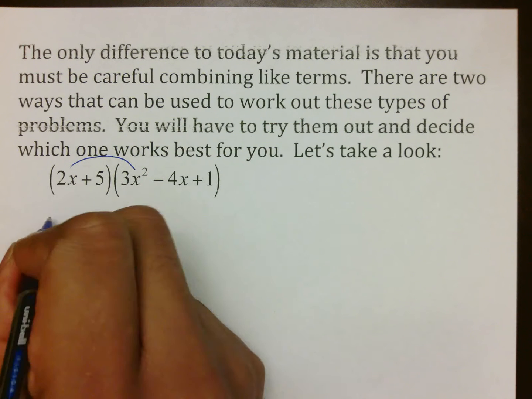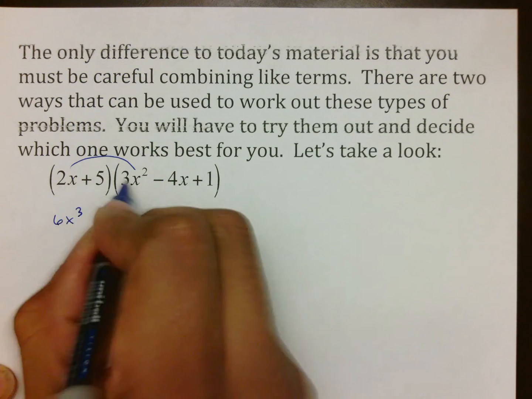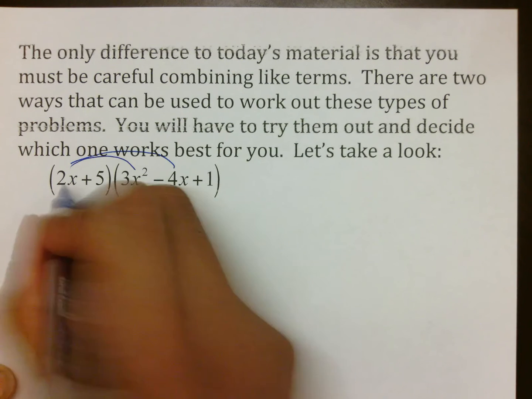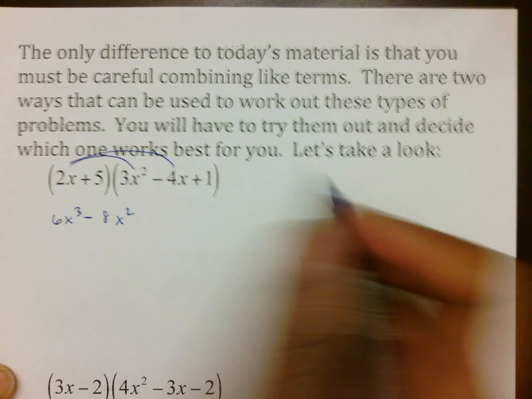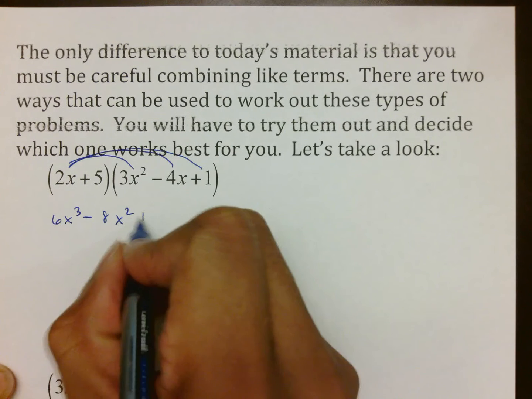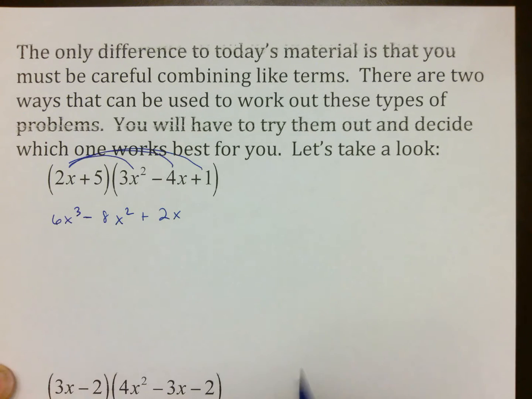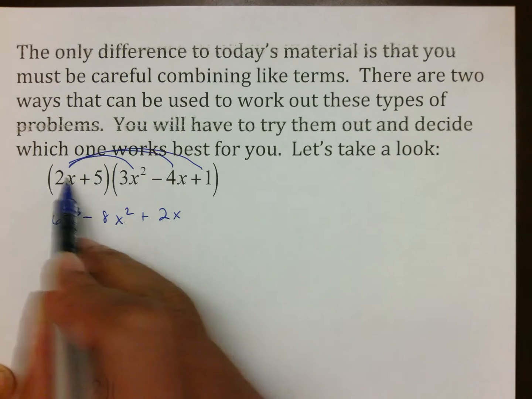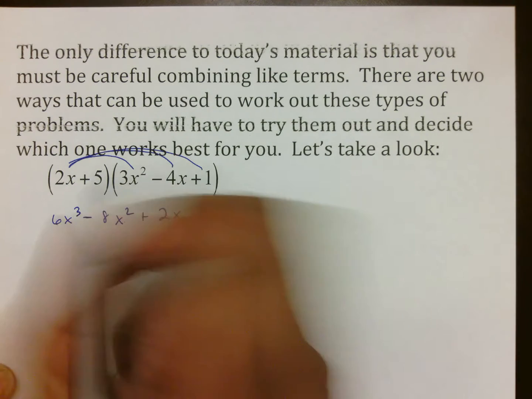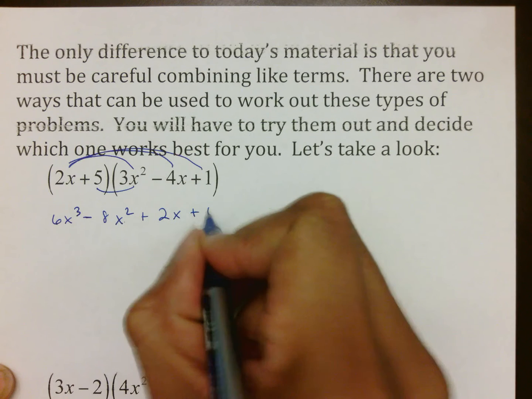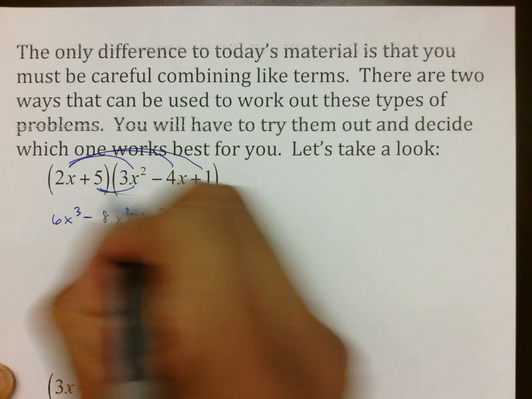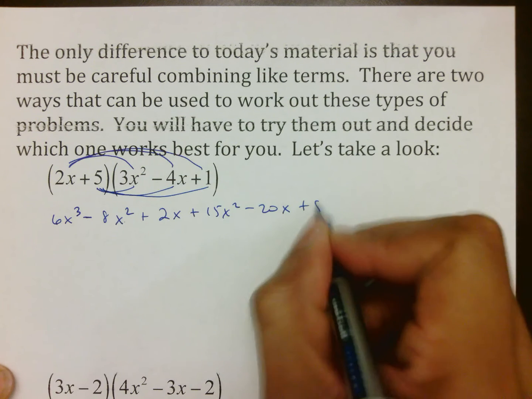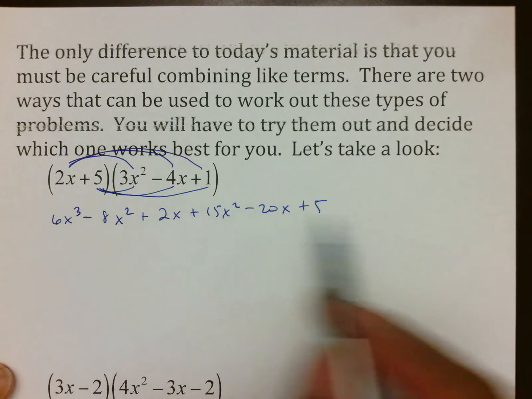2x times 3x squared makes 6x to the third because it's 6 with 3 x's. This is going to be negative 8 with 2 x's. This here is going to be plus 2 with 1 x. Again, 6x to the third minus 8x squared plus 2x. Now that 2x has met everybody, now 5 meets everybody. So plus 15x squared minus 20x plus 5. And again, this is where you just go straight across and list them all.